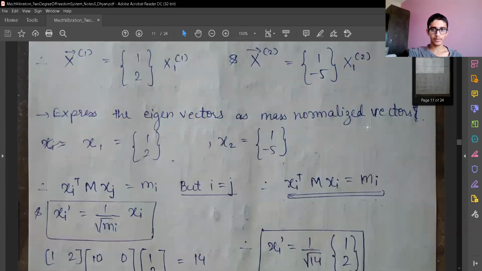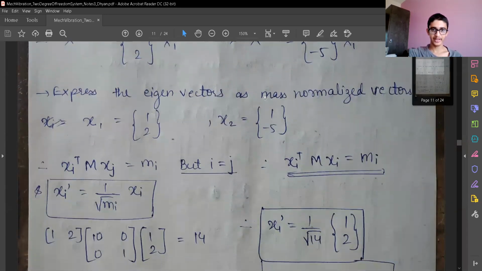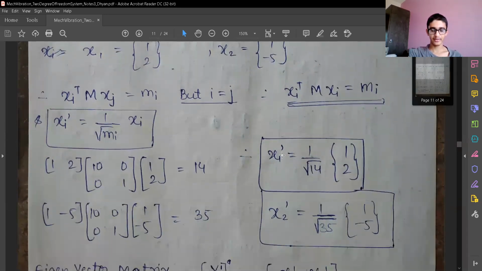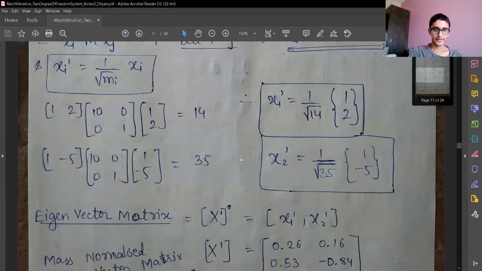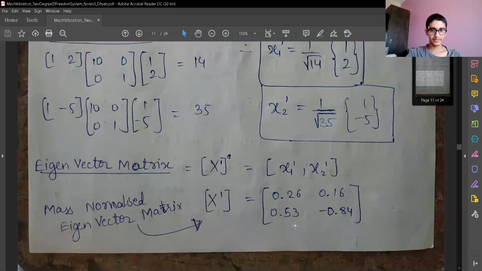So the mass normalized eigenvector will be xi dash is equal to, we just need to multiply 1 by the square root of m1 in the first matrix and 1 by square root of m2 in the second matrix. This is the m2 value. So the new eigenvector matrix will be this.